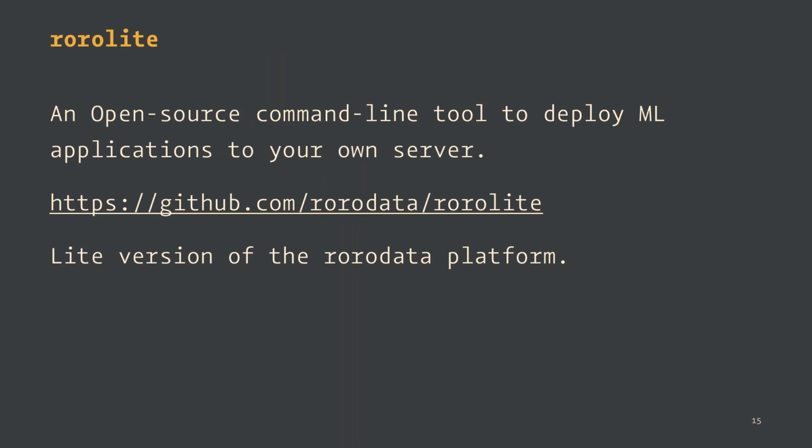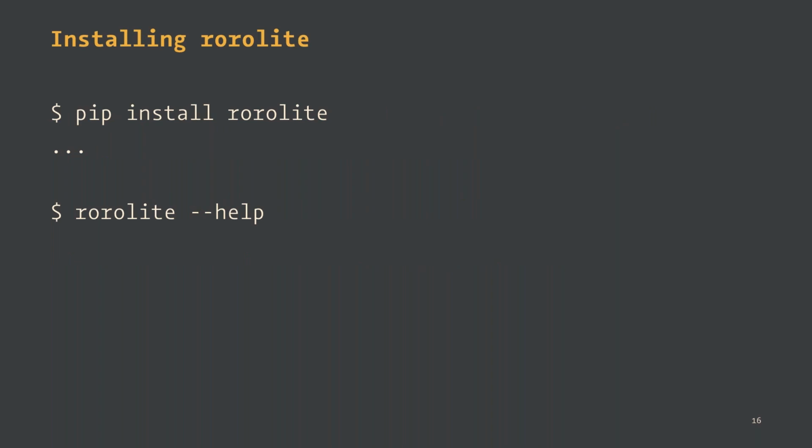This light version of the rorodata platform, which is a PaaS platform which provides similar capabilities in the cloud. So let's see how to use rorolite and how it actually works. Let's look at how to install it. You just have to pip install rorolite. That is a Python library, and that installs on your computer. So you do this on your computer, not on the server.